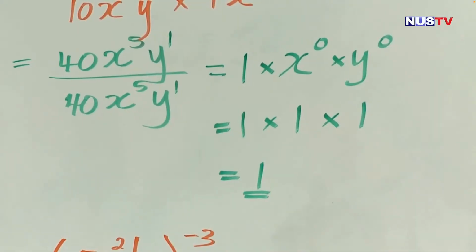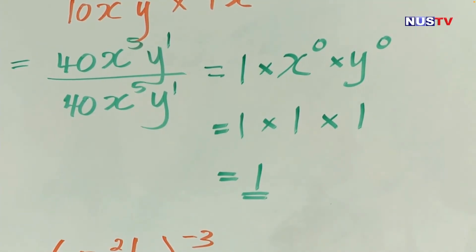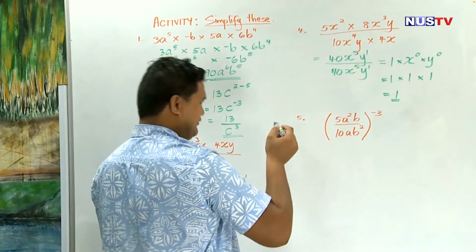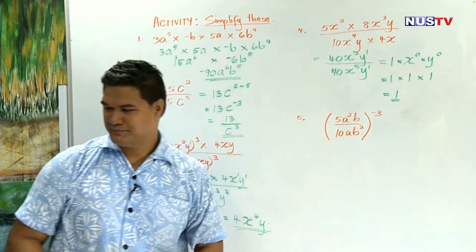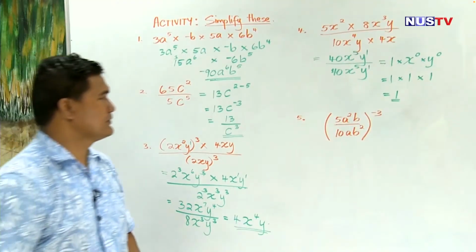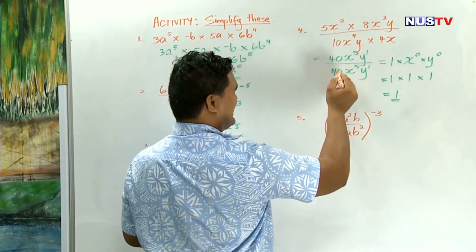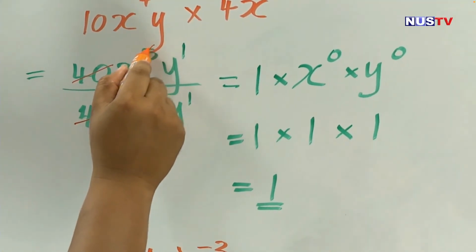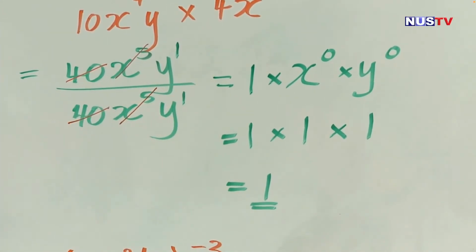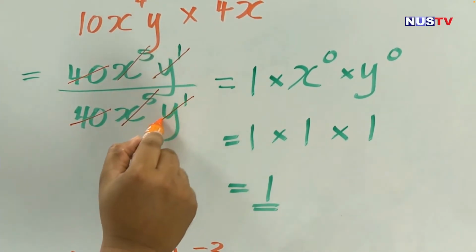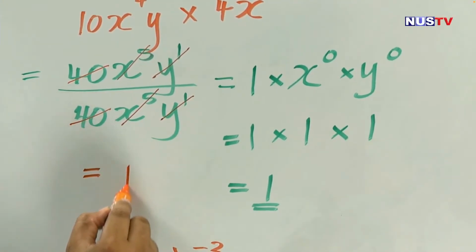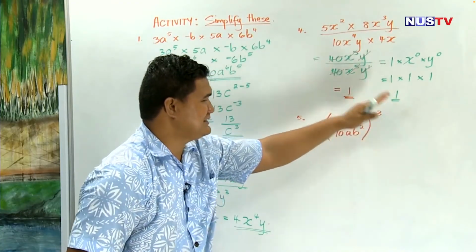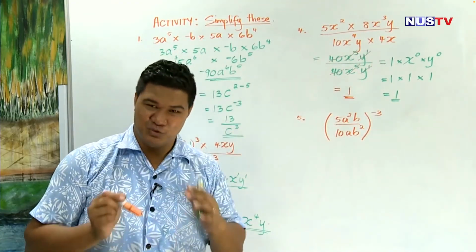So again, if you look at this one, you can see you can do your cancellation here as well. So if you want to cancel this one, 40 here will be cancelled out with this 40. So x to the power of 5 will be cancelled out with x to the power of 5, and so is y. So the final result will be 1 as well. So going through the laws of indices and simplifying by cancellation, we will have the same result.